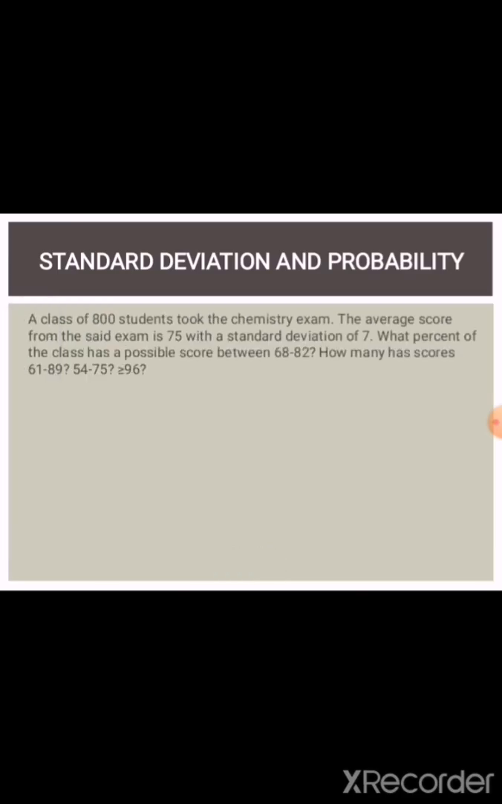Okay, so let's have first example para mas maintindihan ulit natin. A class of 800 students took the chemistry exam. The average score from the said exam is 75 with a standard deviation of 7. What percent of the class has a possible score between 68 to 82, and how many have scores 61 to 89? 54 to 75 and greater than or equal to 6.